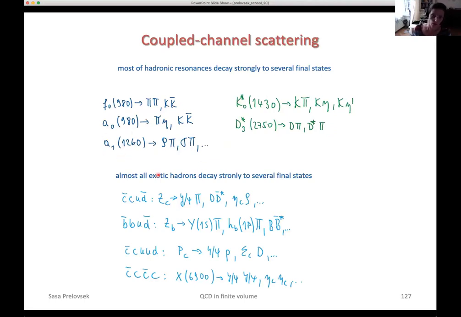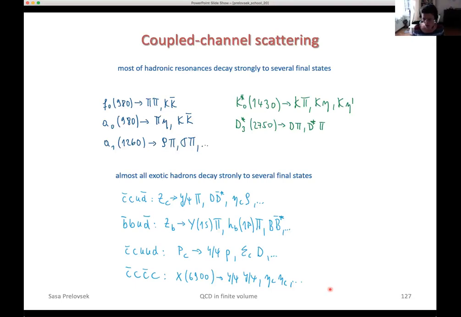On top of that, almost all exotic hadrons decay strongly to several final states. All discovered exotic hadrons, for example, the Z sub c, which is the first charged tetraquark that was discovered, decays to J/psi pi, D D star, and eta c pi. This guy, Z sub b, decays to even more, to seven channels. I'm here naming just three. The pentaquark was observed in the decay to J/psi proton, but can also decay into other channels. And furthermore, this newly discovered charming tetraquark was discovered in J/psi decay, but there are several more channels.